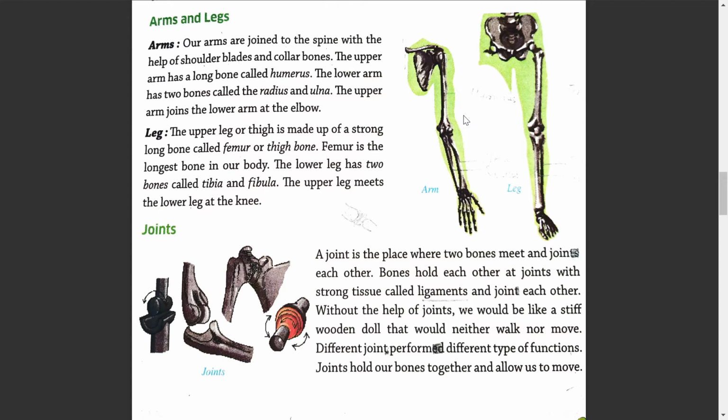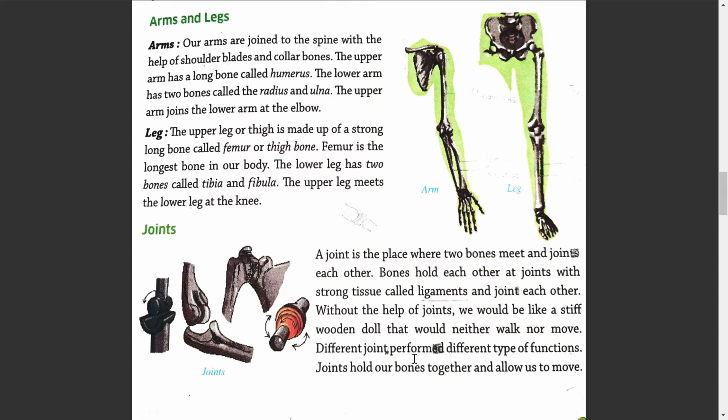Now, without the help of joints, we would be like a stiff wooden doll that would neither walk nor move. If there were no joints, then we would have been stiff like a wooden doll that cannot move, cannot walk, cannot run. So we have joints which enable us to move.